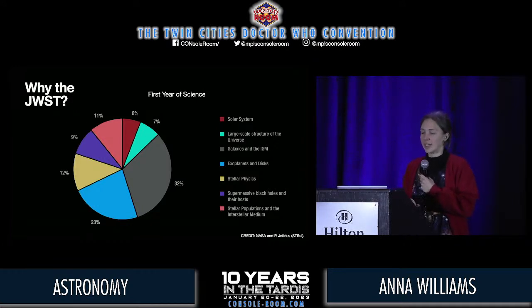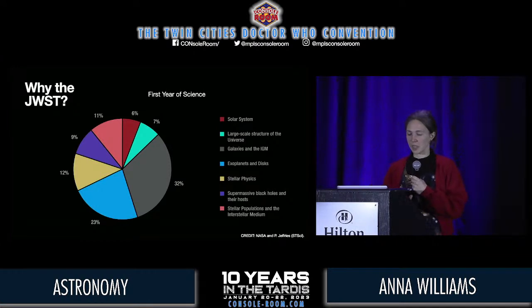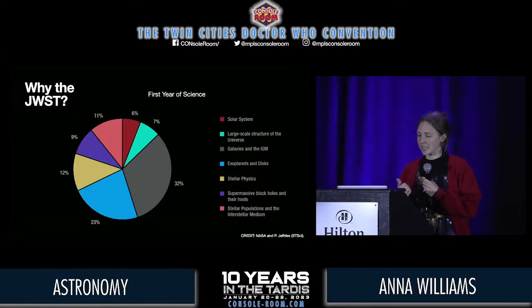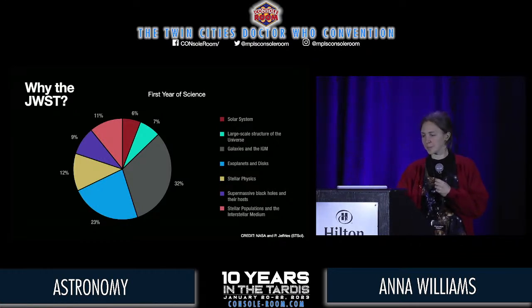Stellar population, so understanding how stars evolve and how the histories of galaxies, that's what we can do with stellar populations and the interstellar medium. A small amount of time will be devoted to the solar system and understanding things like Kuiper belt objects and comets, and then we'll get some data on the large-scale structure of the universe as well.